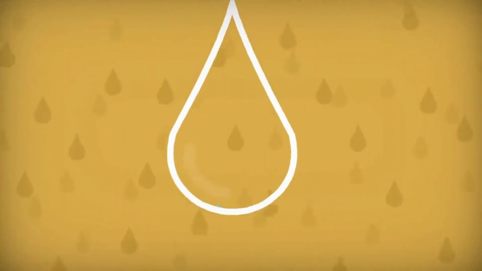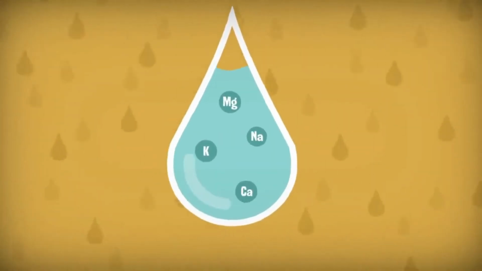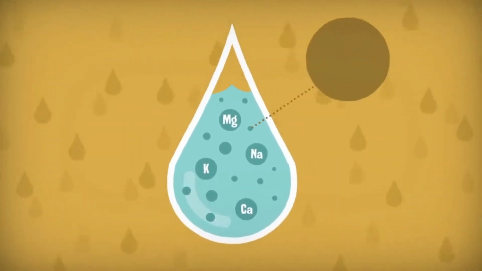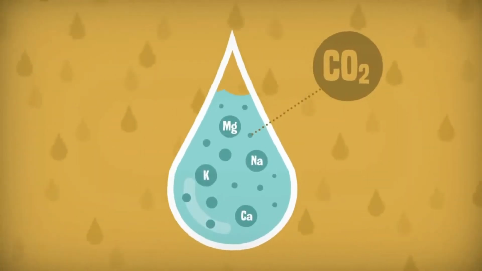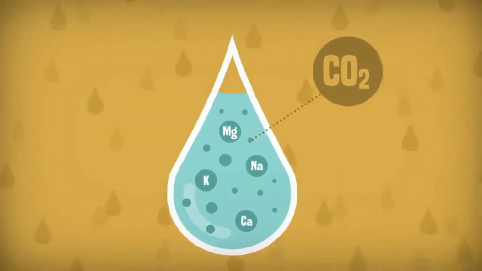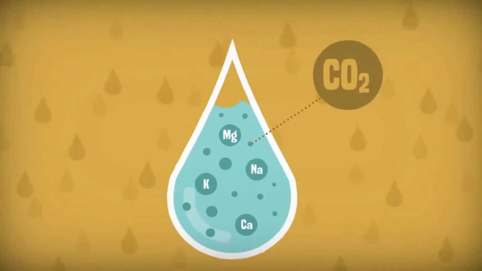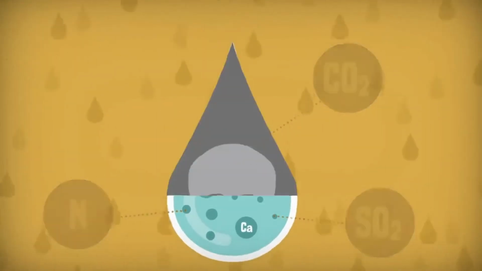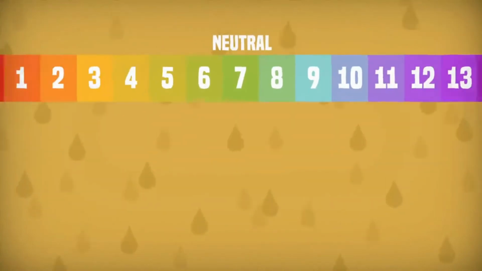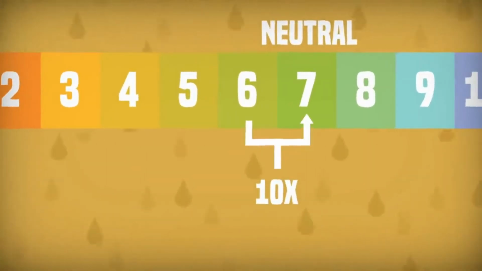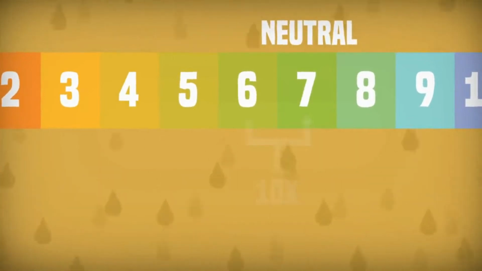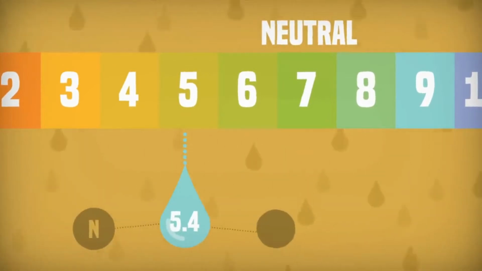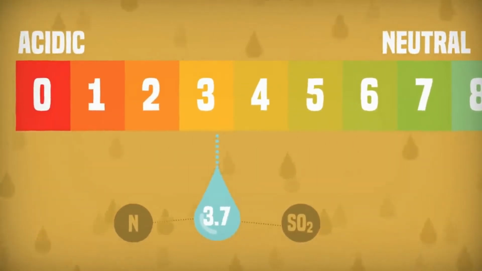Rain is never just composed of water. Chemicals and particulates in the atmosphere can be found in every drop, and some compounds, like carbon dioxide, make even regular rainfall slightly acidic. But this pales in comparison to the powerful acids produced when water interacts with oxides of nitrogen or sulfur dioxide. On the pH scale, which measures acidity, each whole number is 10 times more acidic than the one above it. And where normal rain has a pH of roughly 5.4, rain that's interacted with these gases can rank as low as 3.7.